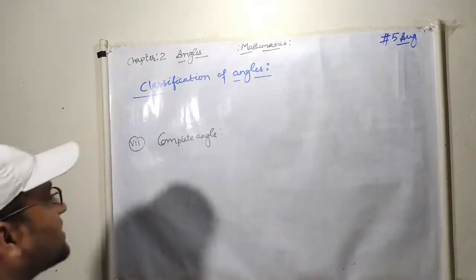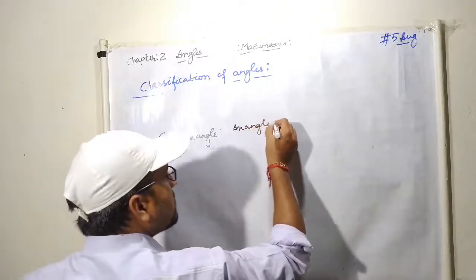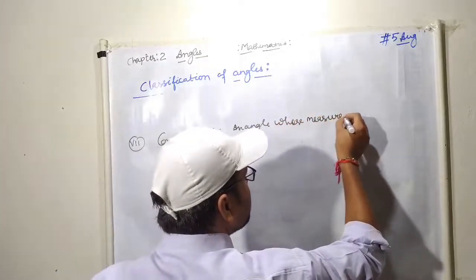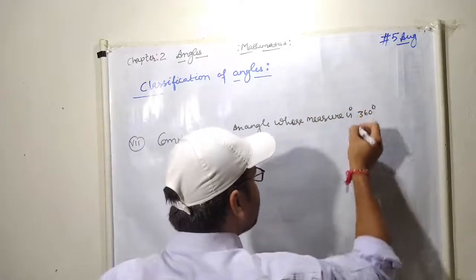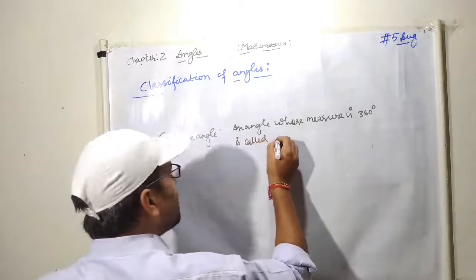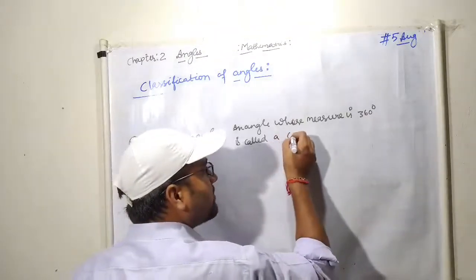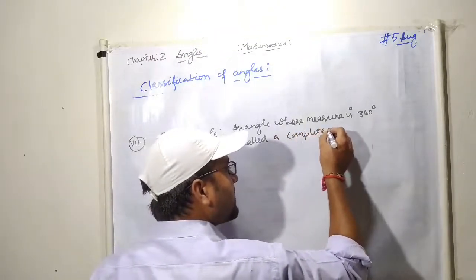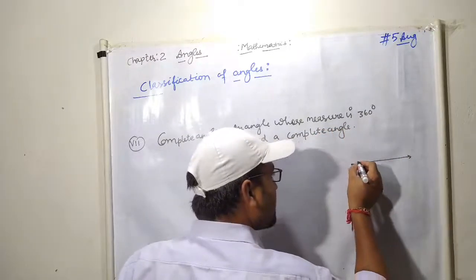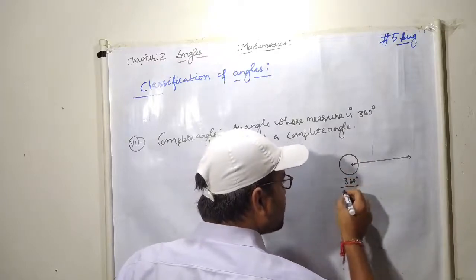So an angle whose measure is 360 degrees is called a complete angle. Okay, this is known as a complete angle. It forms 360 degrees.